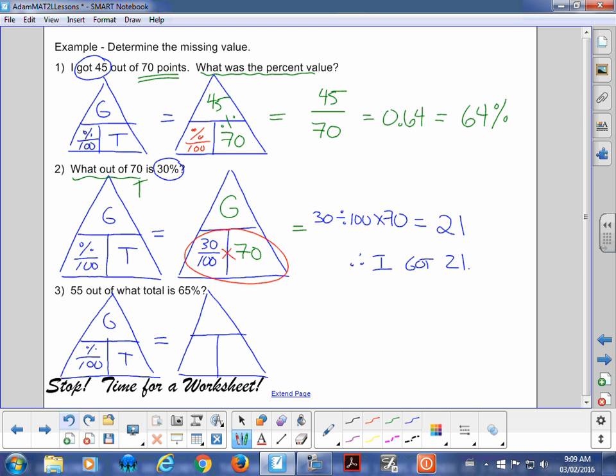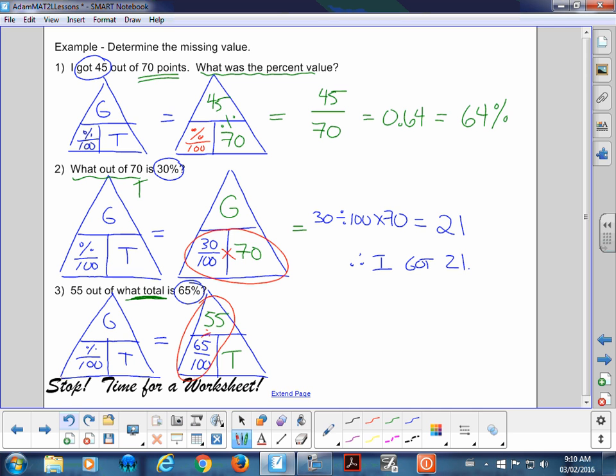55 out of what total is 65%? Now this one I think is easier than number 2. Number 2 for me is always the hard one, because this one, it tells me my percent, so I have 65 over 100. And it says right here in the question, what total? So that means we don't know the total. So that means t is the unknown, which means the other number is what I got.